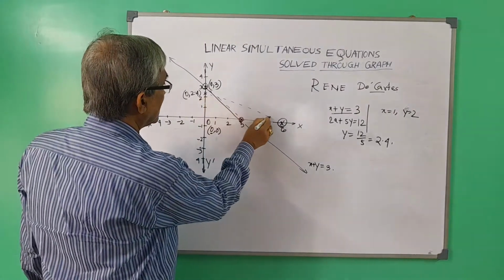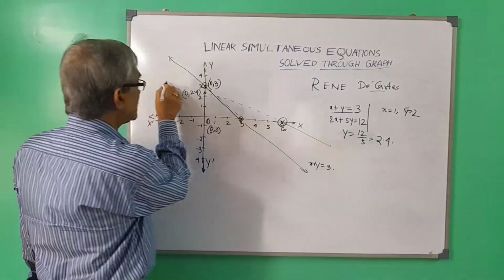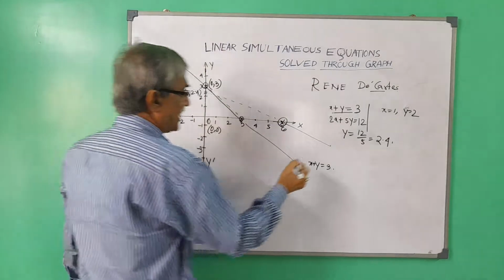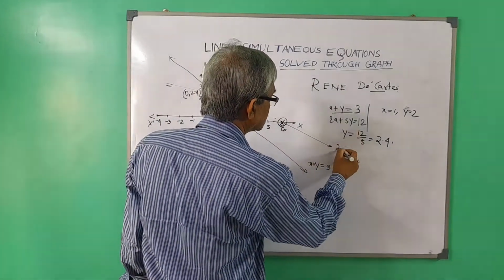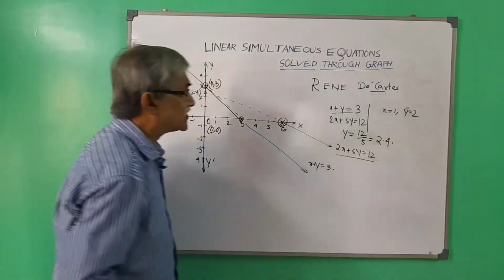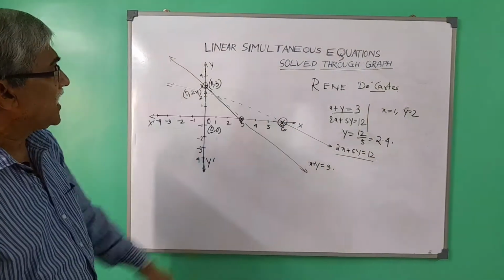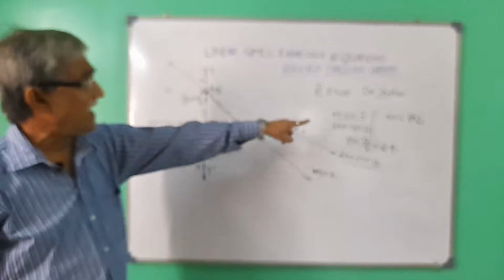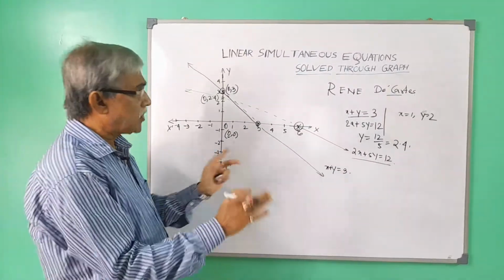Next you join this and extrapolate, and this is going to be your straight line 2x + 5y = 12. This is the graphical representation of these two straight lines, x + y = 3 and 2x + 5y = 12.